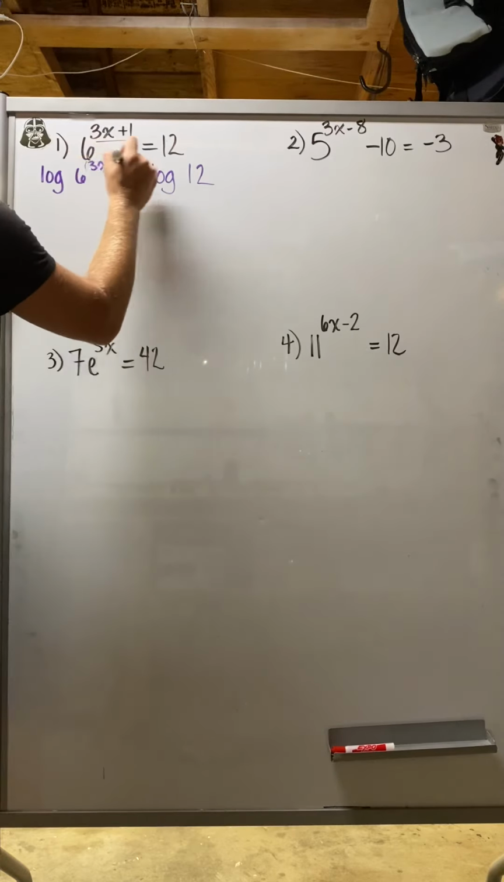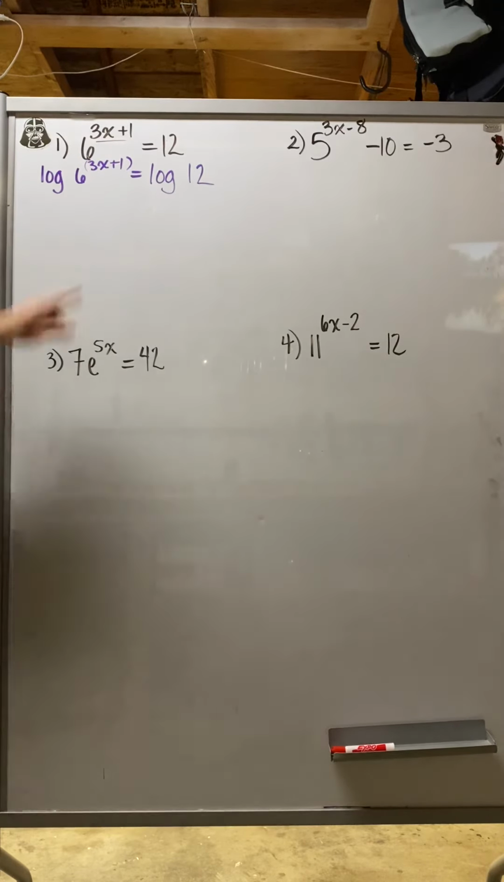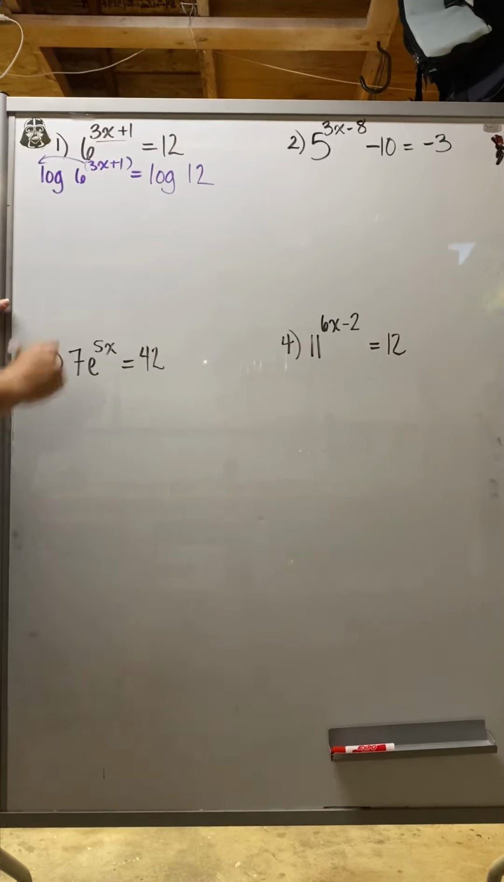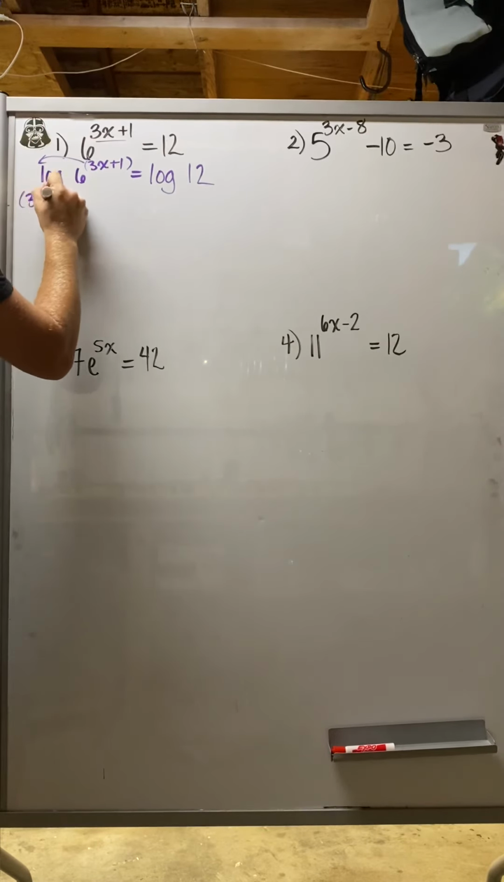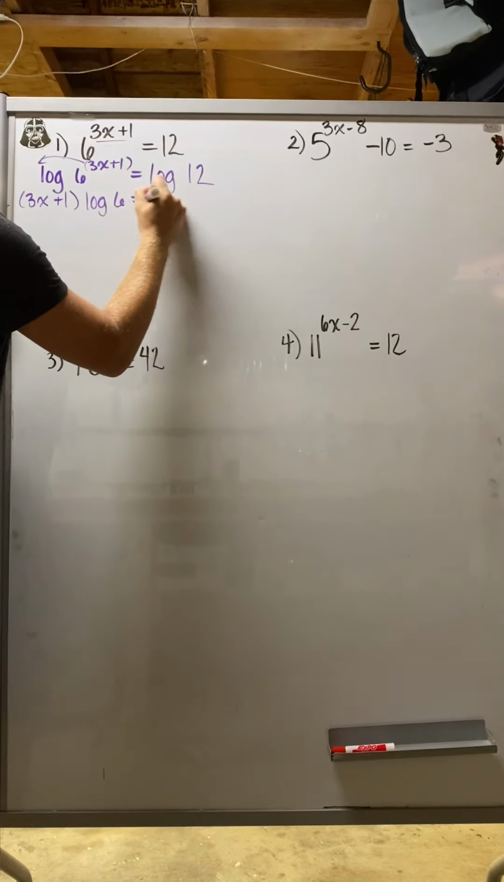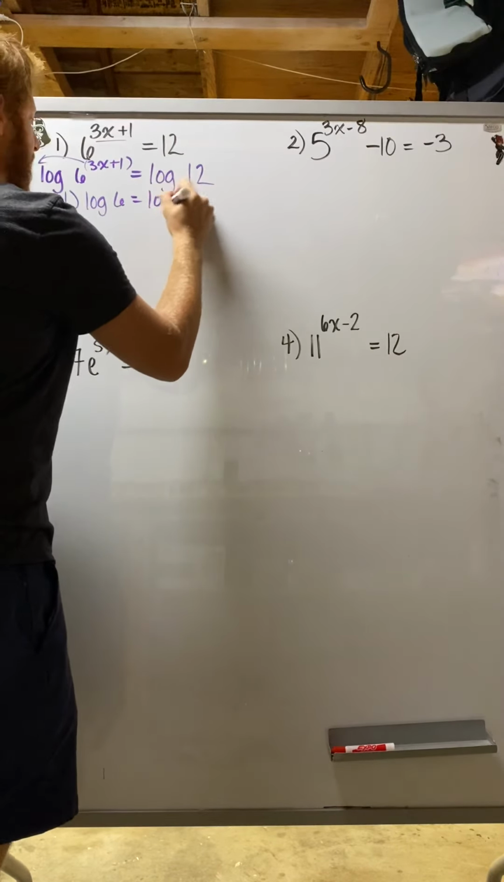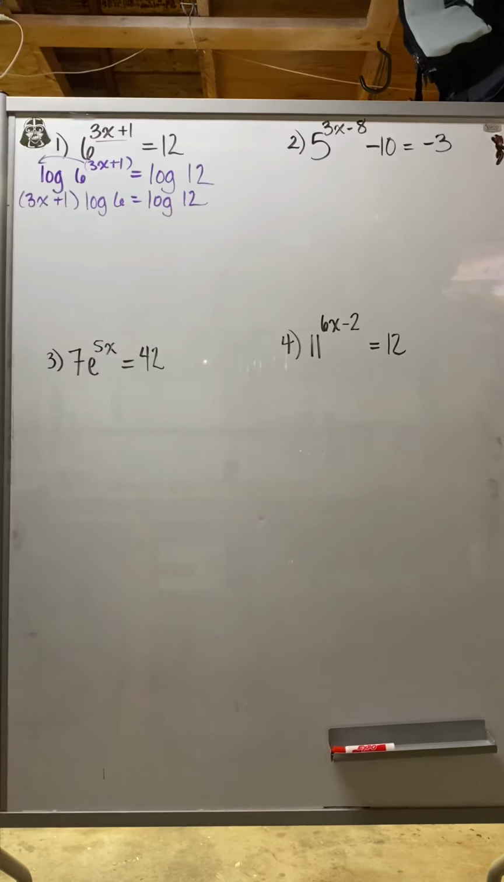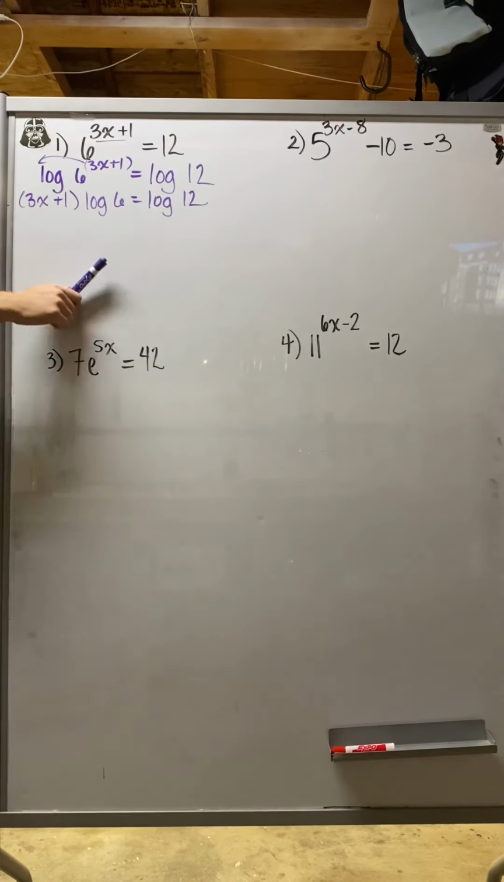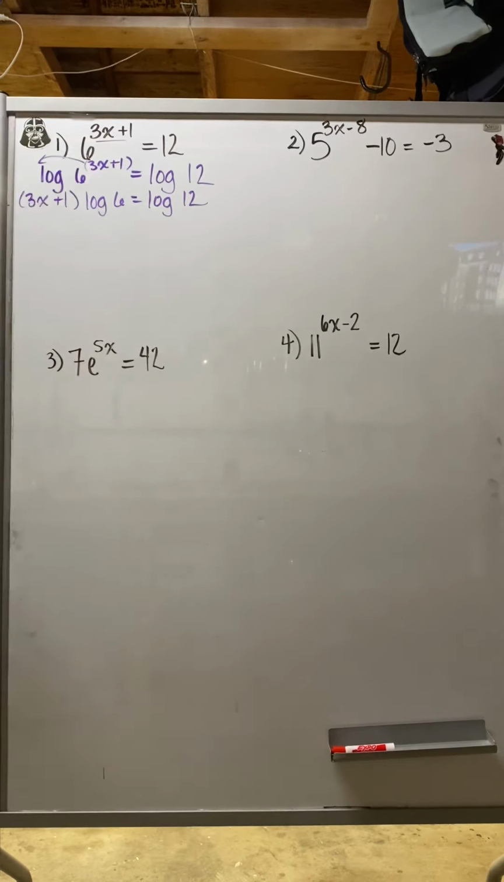Well, this is an exponent on our argument, which happens to be 6. So our properties of logs tell us that where does that power belong? Well, it belongs in front. It belongs here. 3x plus 1 log 6 is equal to log of 12. Right? Now, this was our step 3, where we're having to apply the properties of logs.